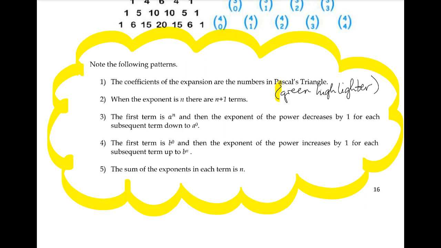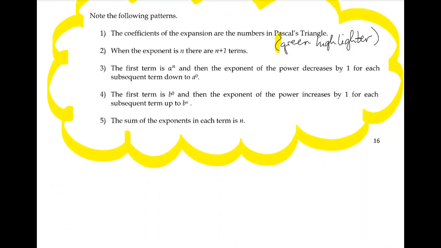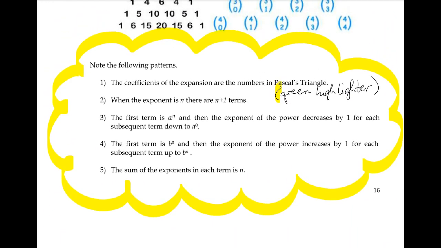When the exponent is n, there are n plus 1 terms. That's something I didn't mention, but we've got 1, 2, 3, 4, 5, 6 terms, and that's to the power of 5. We've got 1, 2, 3, 4, 5 terms to the power of 4. 4 terms to the power of 3. 3 terms when it's to the power of 2. 2 terms when it's to the power of 1, and 1 term when it's to the power of 0. So my exponent is always 1 less than the number of terms that I get when I expand.